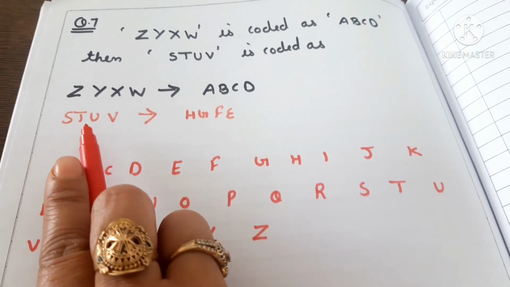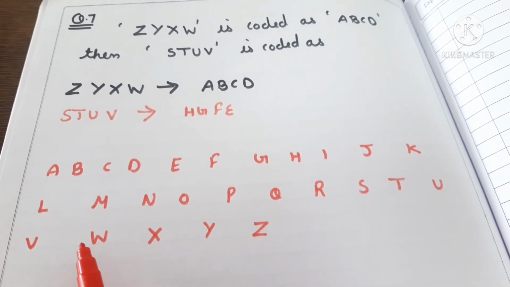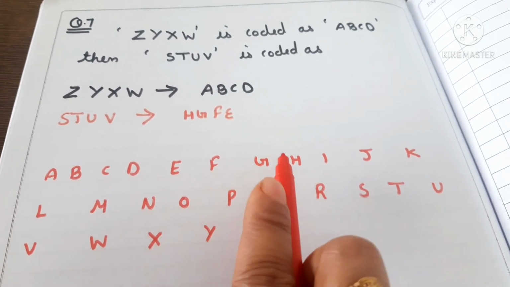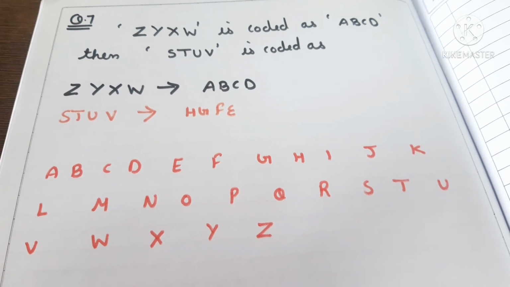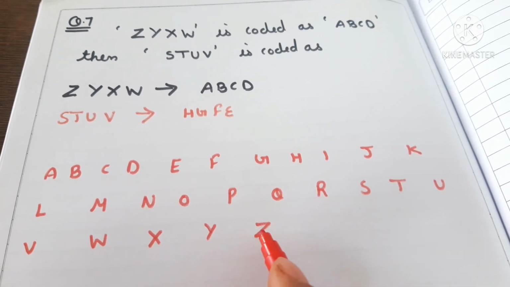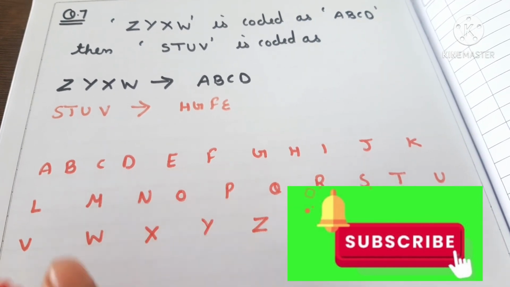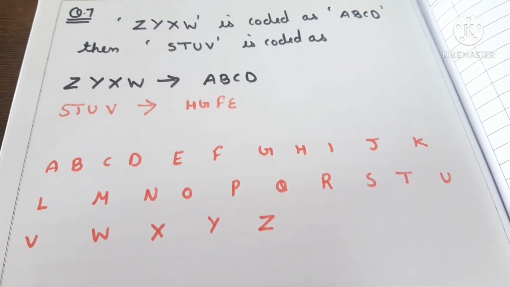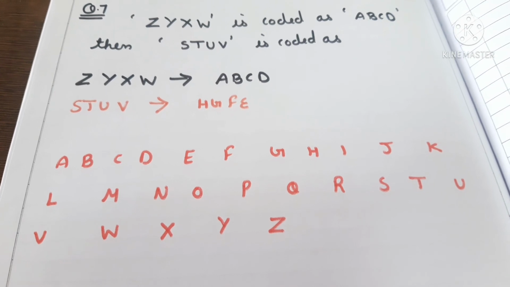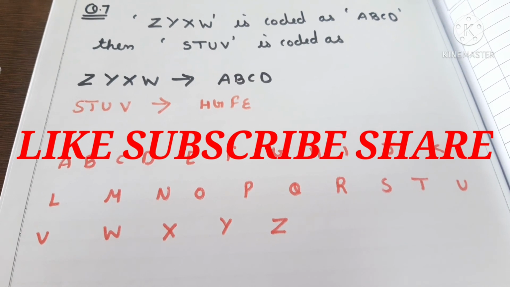Then how will STUV be coded? S is 1, 2, 3, 4, 5, 6, 7, 8. So S is replaced with 8. Clear? Then check for T, then U, then V. V is at which position? 1, 2, 3, 4, 5. So V is coded as E. So this was quite easy, students, and very interesting to use in your daily life also. If you are able to reach the logic behind the question, you will be able to do it. Okay, thank you.